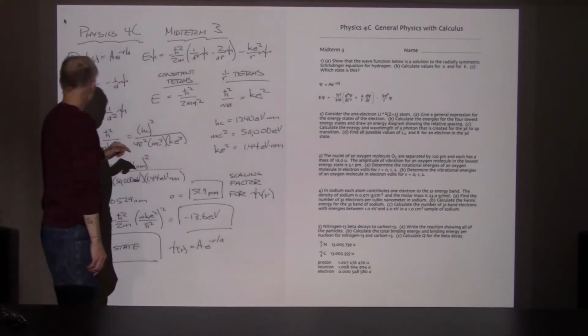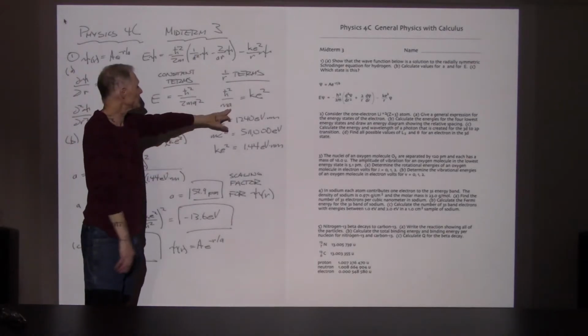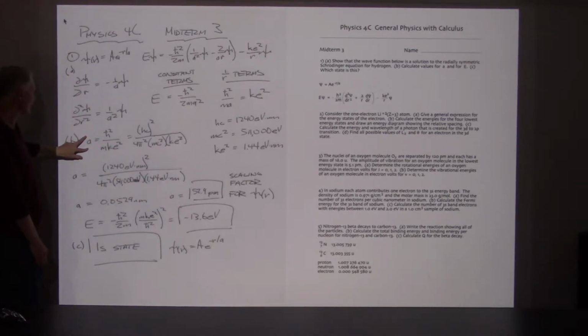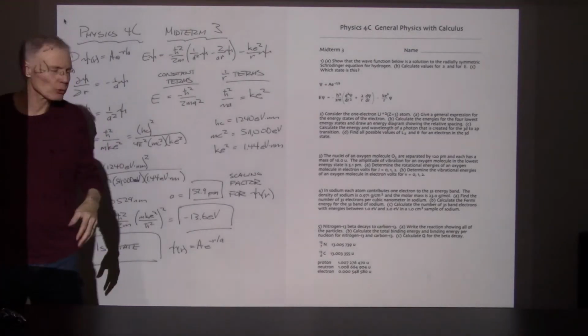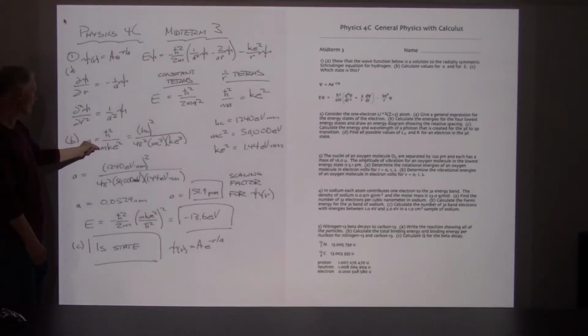Now what that does is it gives us one condition. This does not include energy. It only includes little a, our scaling factor. And so what that does is allow us to determine the value, algebraically or in terms of physical constants. The scaling factor depends on Planck's constant, the mass of the electron, the electromagnetic force constant, and the charge.